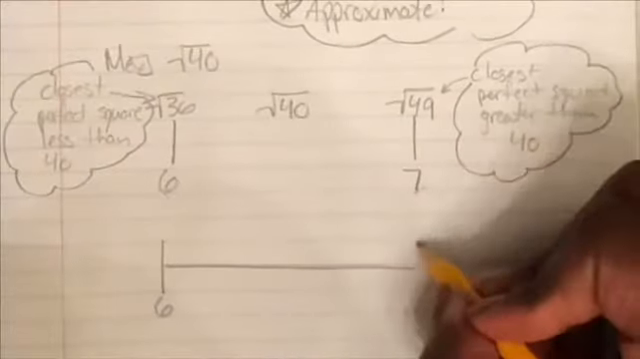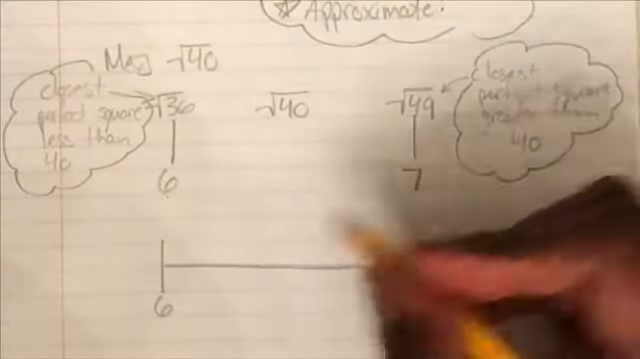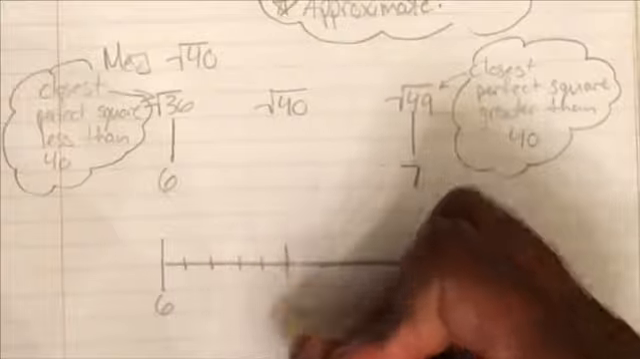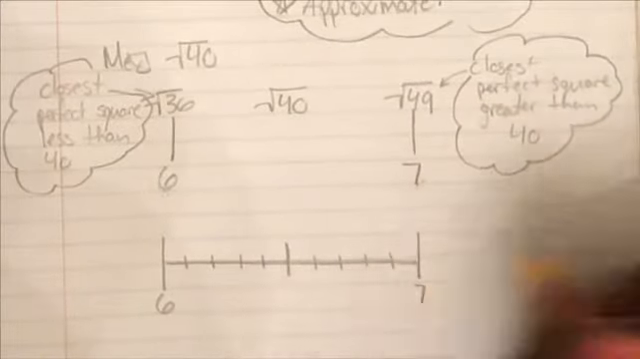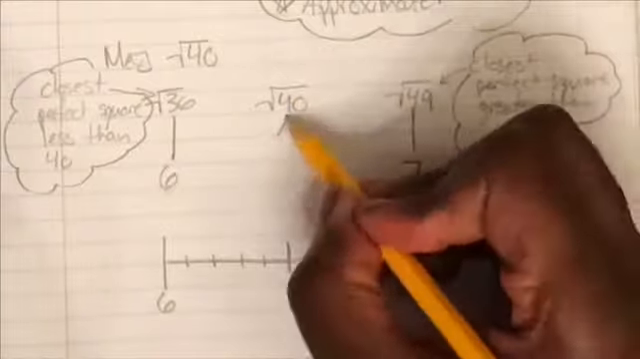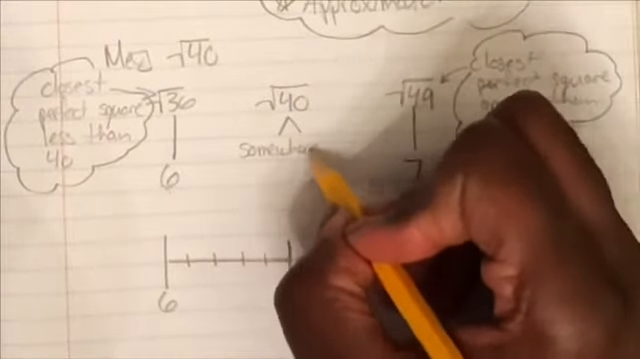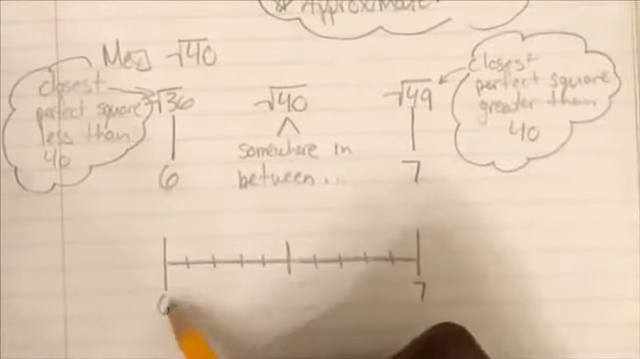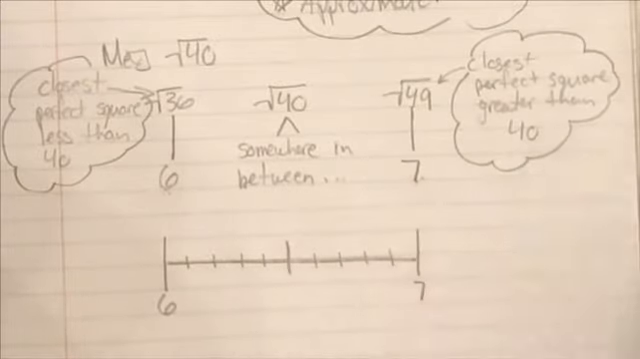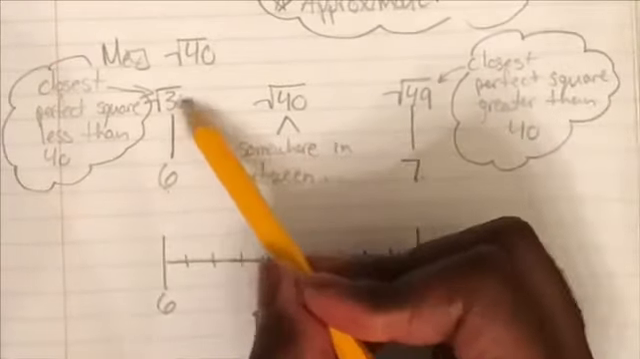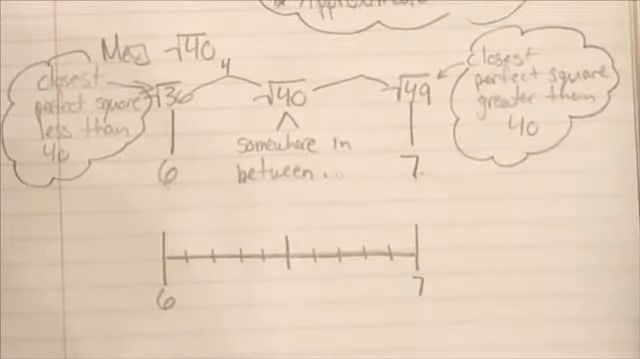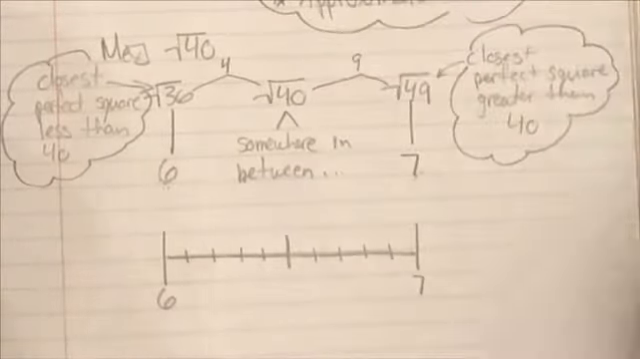So we need to look at a number line, and remember, there are lots of numbers in between 6 and 7. If we look at a number line and just round to the tenth, we'll have 6.1, 6.2, 6.3, 6.4, 6.5, and so on up to 7. And we know that the square root of 40 will fall somewhere in between the number 6 and the number 7. The question is, where? So we look at the distance that 40 is from 36. 36 to 40 is only 4. And then the distance between 40 and 49 is 9.